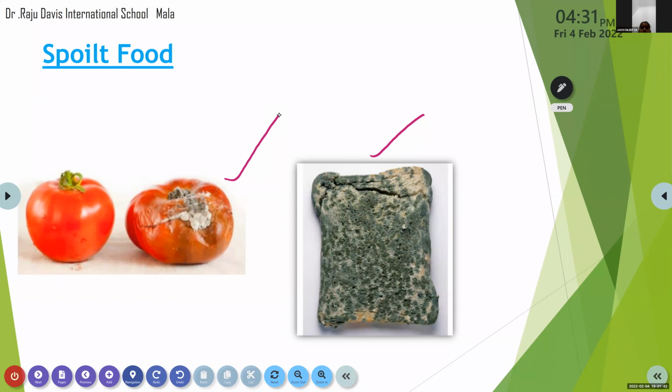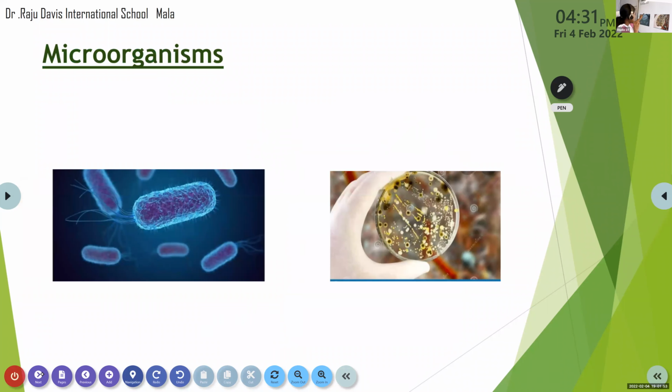No. Why? Ma'am, because they are very small. We cannot see them with our eyes, but using a microscope or some lens, we can see them. Actually, these are the microorganisms in the food. Because of the presence of microorganisms, the food becomes spoiled.